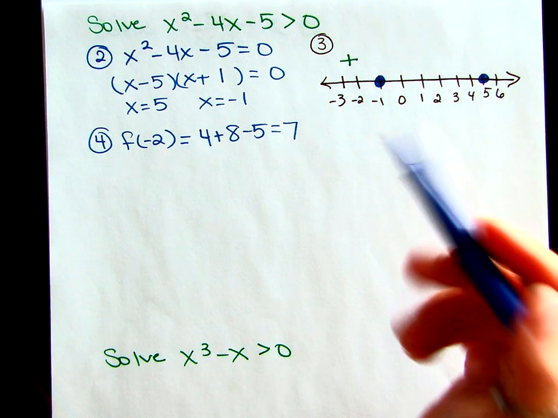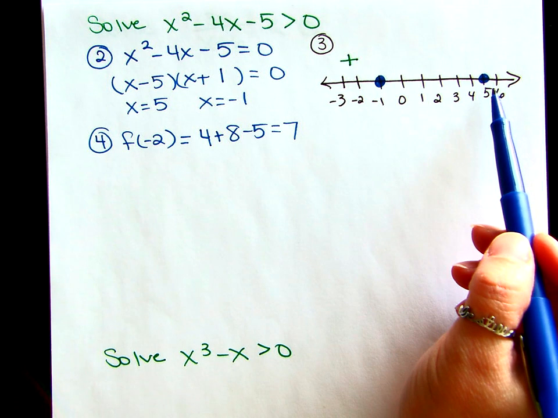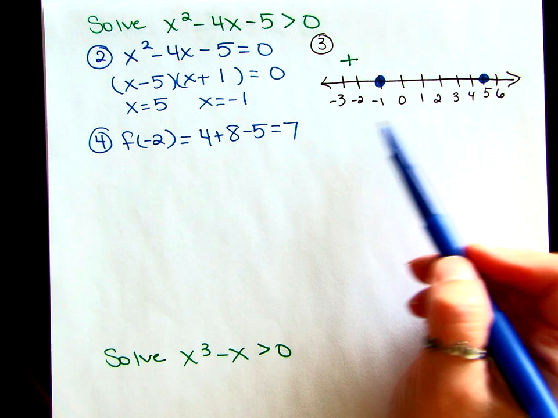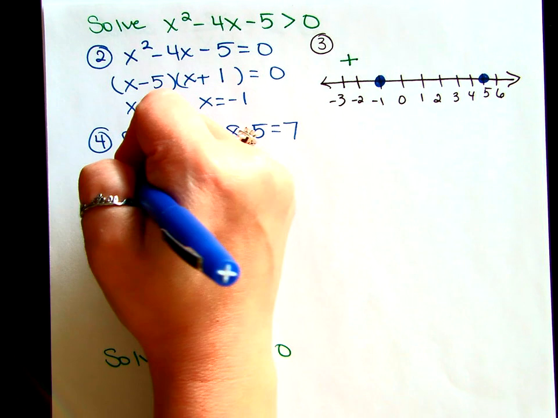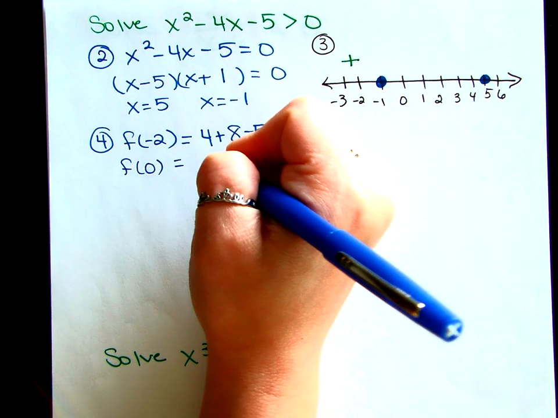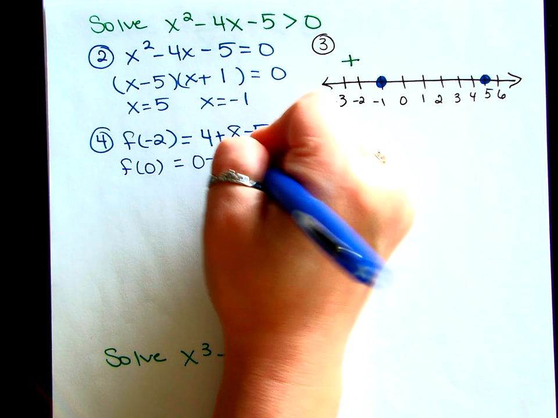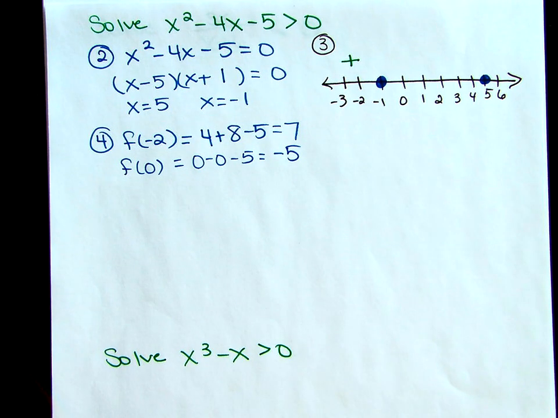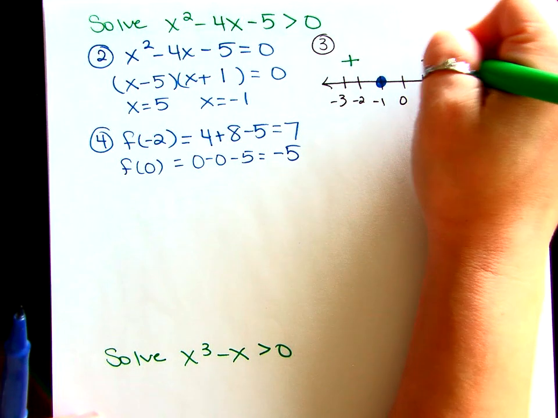Now between -1 and 5, I'm going to do 0. 0 is always the easiest one to do, so any section that has 0 in it, I'm going to use 0. Because that's 0 minus 5, which equals a -5. So this middle section is negative.